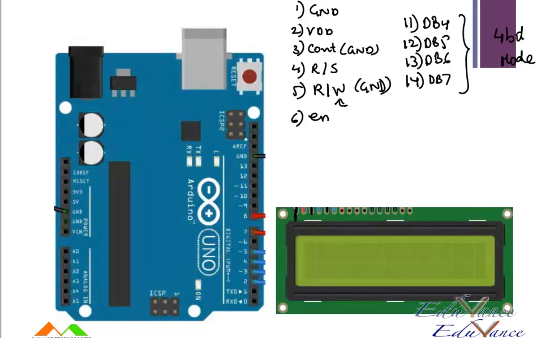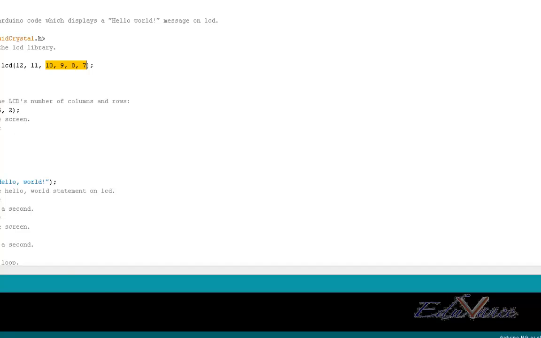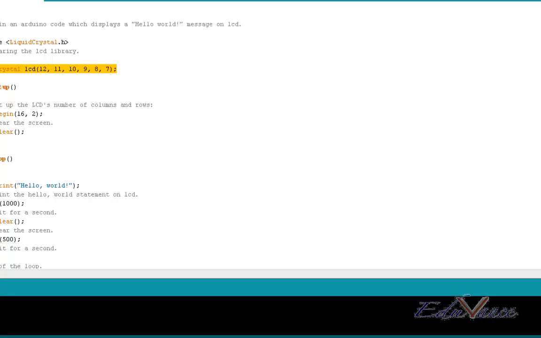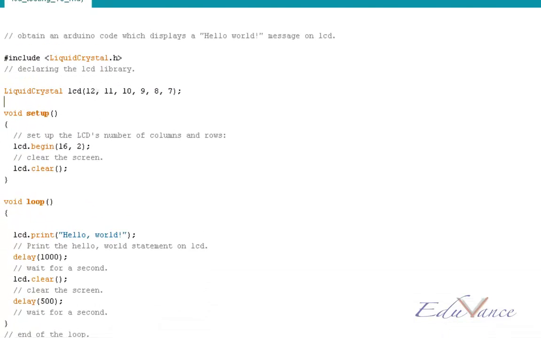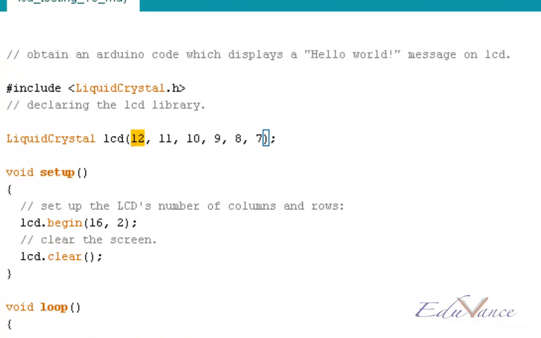Before that, I'd like to show you the program. Now, this is the program. In this part of the program, we'll specify the connections. Pin number 12 will be your register select. Pin number 11 will be your enable. Pin number 10 will be DB4. Pin number 9 will be DB5, DB6, and then DB7. Okay, so let's look at these connections.